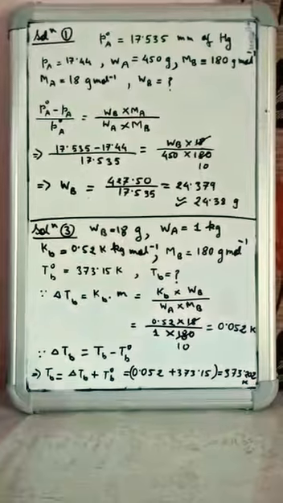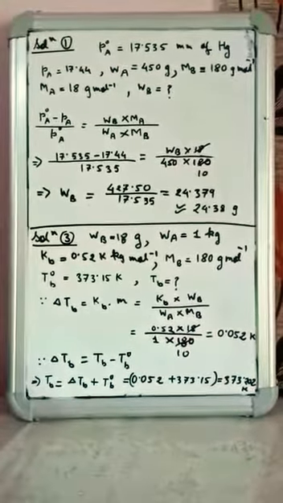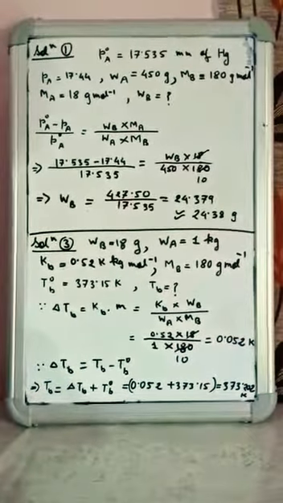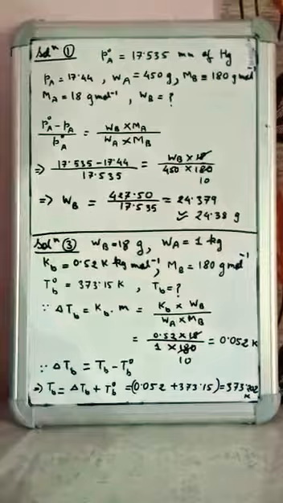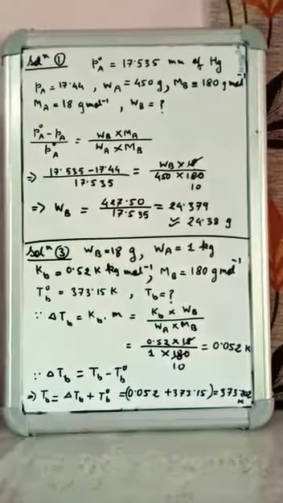And the given data are what? The Kb value, that is the molar elevation constant for water, is given as 0.52 Kelvin kg per mole, and the boiling point of pure water is known to you, but here I have given it as what?